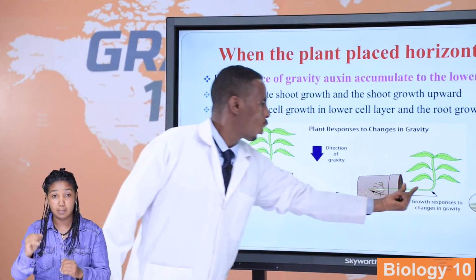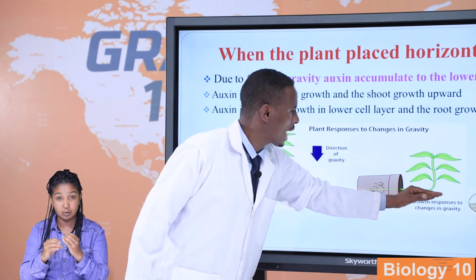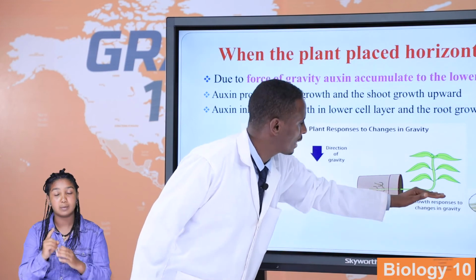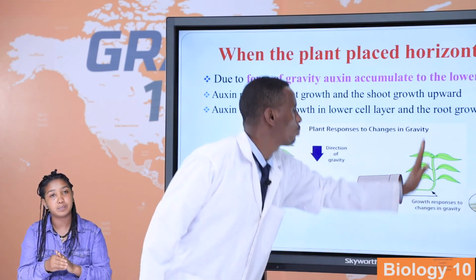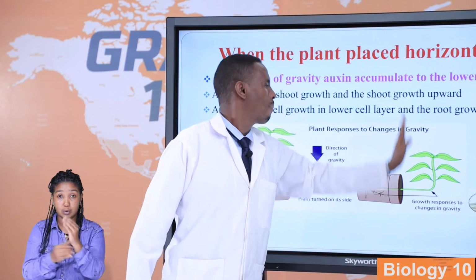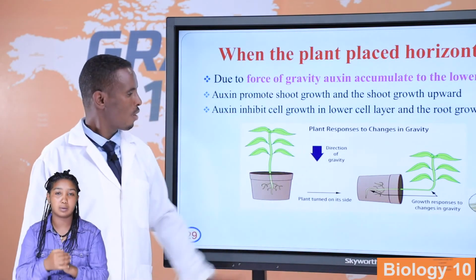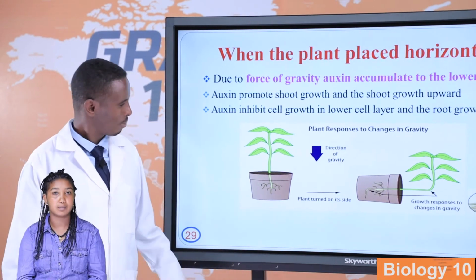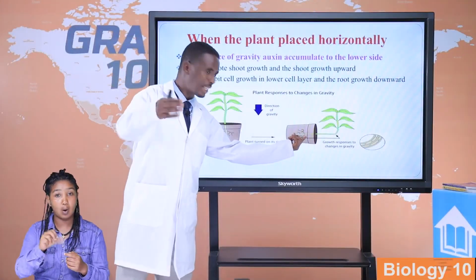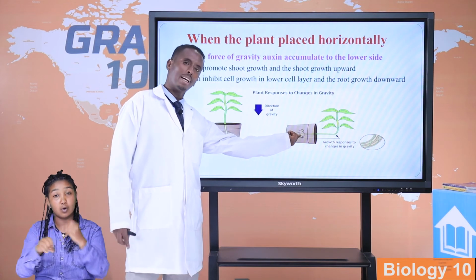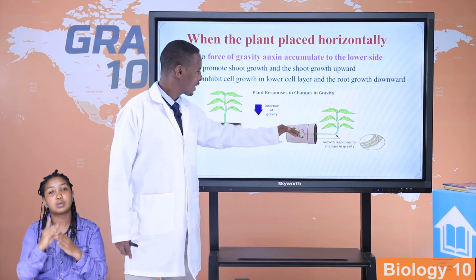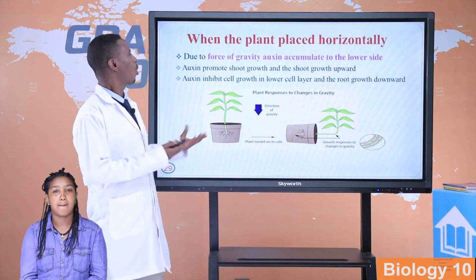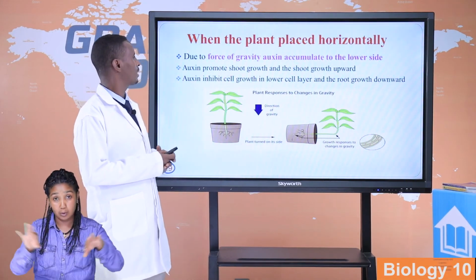Auxin promotes shoot growth on the lower side, as you see here. It promotes shoot growth on the lower side, and the shoot bends upward, away from the gravity, toward the light. Whereas auxin inhibits root growth on the lower side. The upper side grows faster and the root grows downward. So this one is a very important experiment.